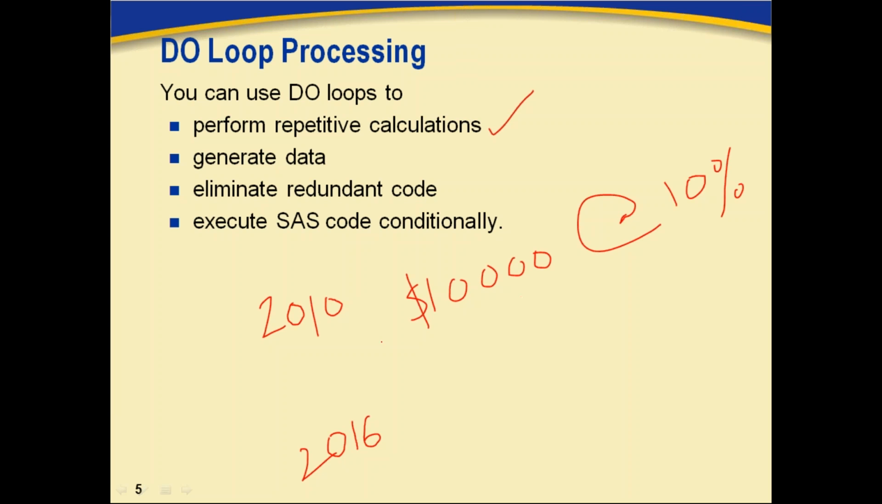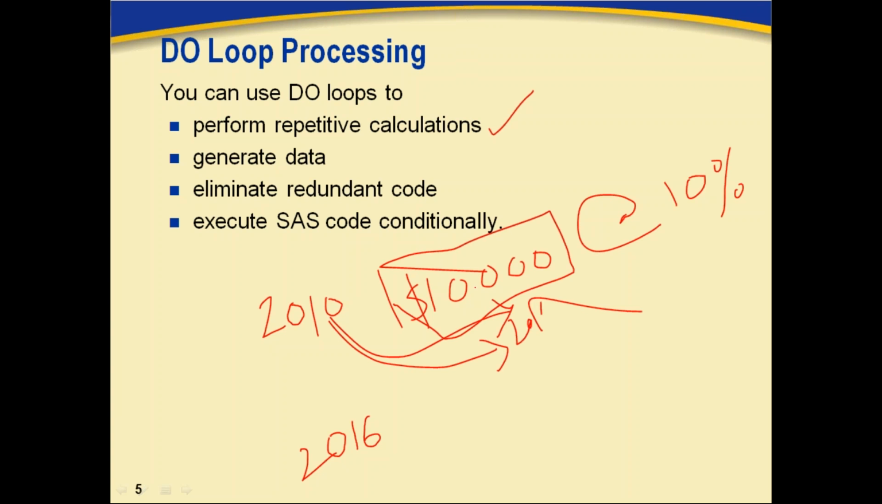Considering this principal amount, you have to calculate the total amount at the end of 2010, again at the end of 2011, 2012, 2013, 14, 15, 16. For each year, the calculation will iterate. So it is a repetitive calculation: the same SAS statement you have to execute repetitively for each year. So you can use do loops to perform any repetitive calculation.